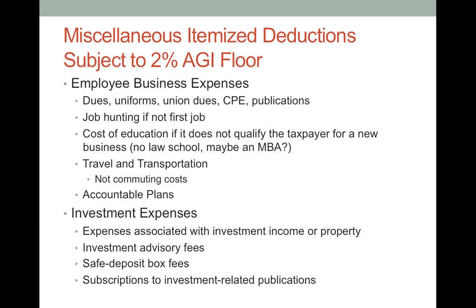The next type of itemized deductions that you can deduct are miscellaneous deductions that are subject to a 2% AGI limitation. These deductions are employee business expenses. We already talked about these when we talked about overall business expenses. So the types of expenses that are going to be subject to an overall 2% limitation are going to be dues, uniforms, union dues, CPE, publications. Some new ones: job hunting, if it's not your first job, and the cost of education if it doesn't qualify you for a new job. So law school wouldn't count. An MBA might count. It just would depend on your personal situation.